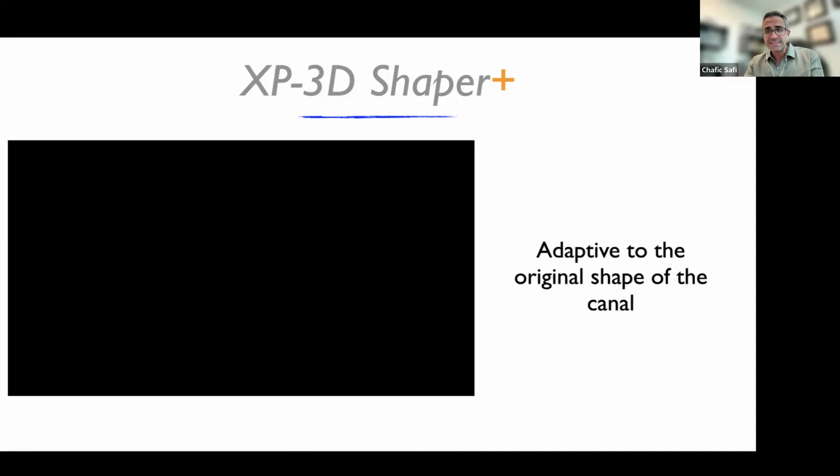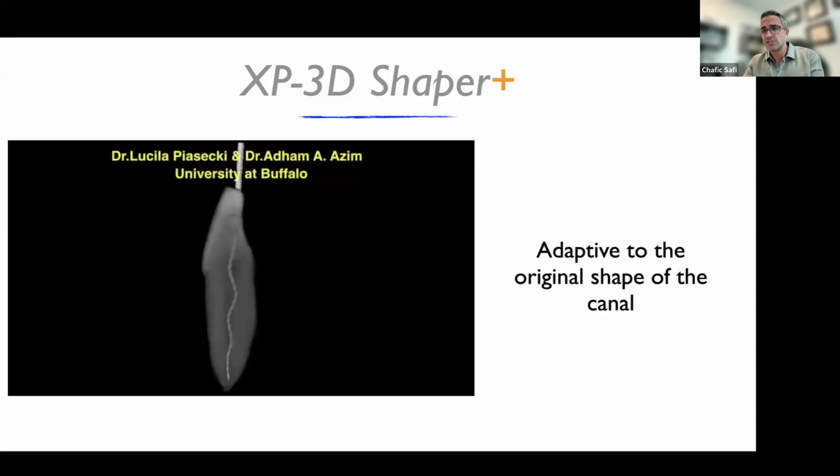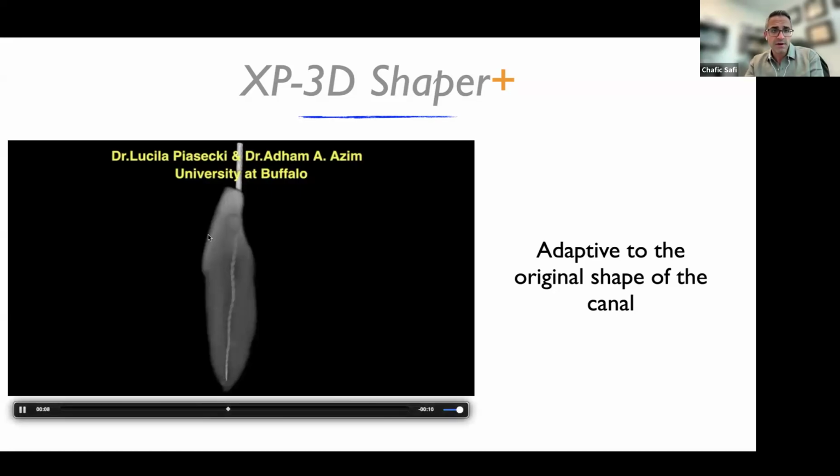And so this file, one of the biggest advantages is that it is adaptive to the original shape of the canal. If you look at this video here, this is the buccolingual view of a mandibular incisor. We can clearly see how this snake-shaped tooth was able to, if you want, expand and meet the buccolingual direction, which we cannot appreciate on a regular X-ray, in order to really clean the canal.